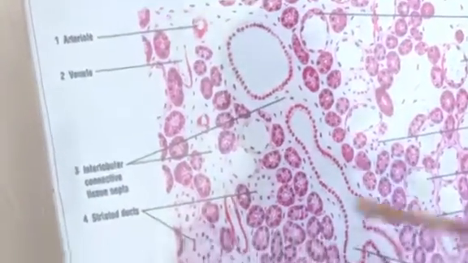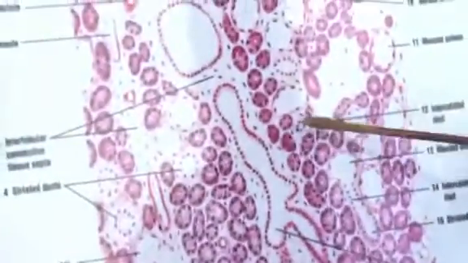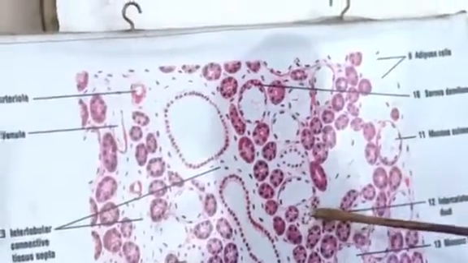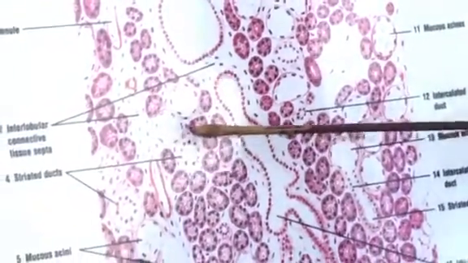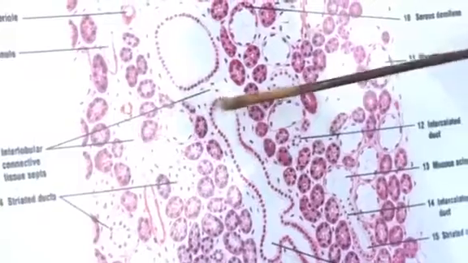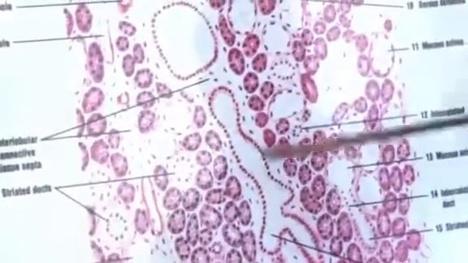And there are some ducts. There are striated ducts and intercalated ducts. Intercalated ducts are relatively small, and striated ducts are relatively large. And this large duct is the interlobular duct. It is present in the interlobular septum. These are the main structures.